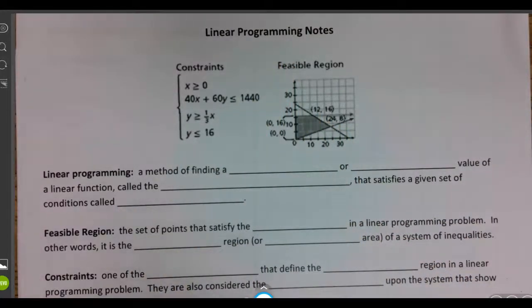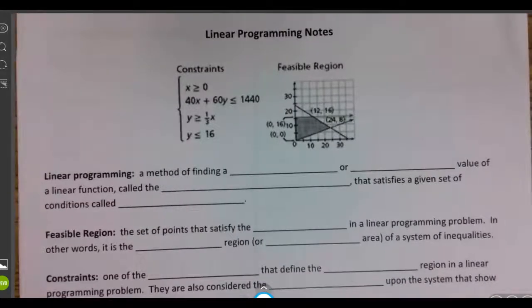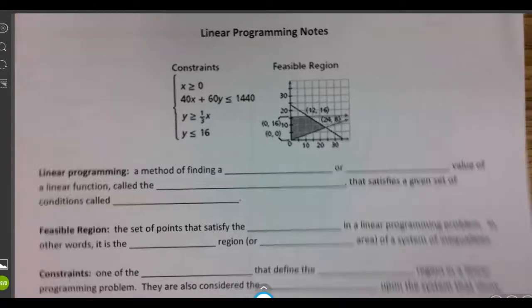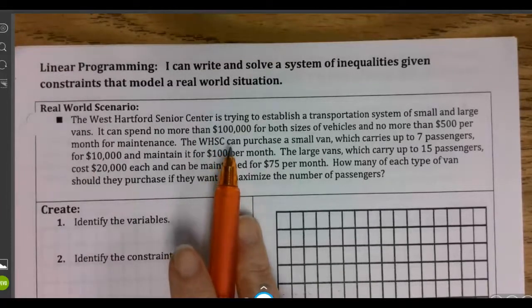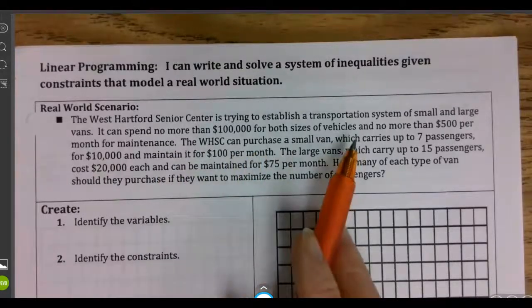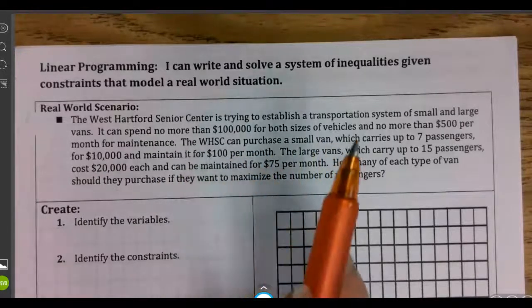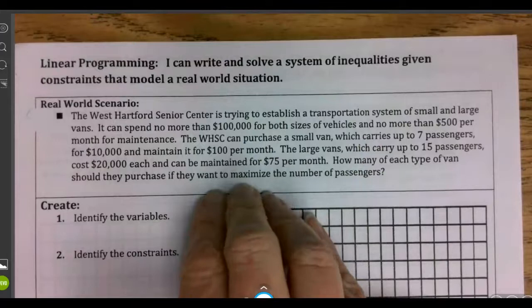So this is a real practical approach to where you would use inequalities in the workplace. I want to go over a couple different definitions, but I don't want to get too constrained in it. Before we go any further, I want to show you an example of what we're going to be using linear programming for. This scenario is about figuring out how many vans, large or small. They have to talk about the cost, the maintenance, and then how they can move the most people. So this is the type of problem we're going to be doing. We'll look at that in just a second.